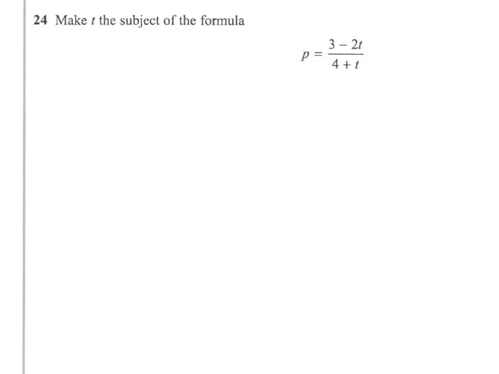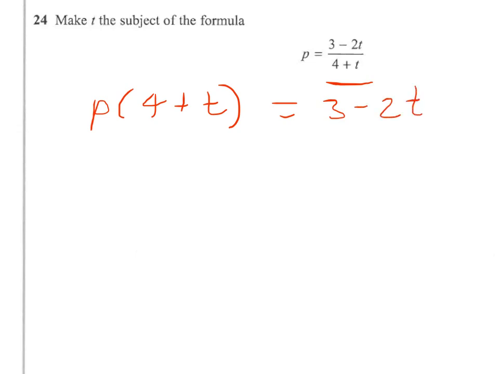Okay, so we're going to make t the subject of the formula. What we need to start with is to get rid of this fraction part on the bottom, 4 plus t. You should know that you can move that to the other side, but on the other side it will become a multiplier. So we have p times (4 plus t) equals 3 minus 2t.